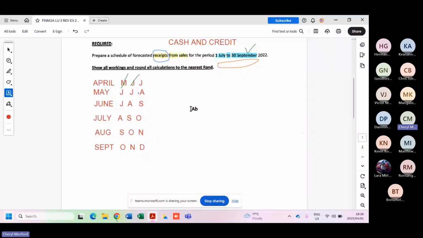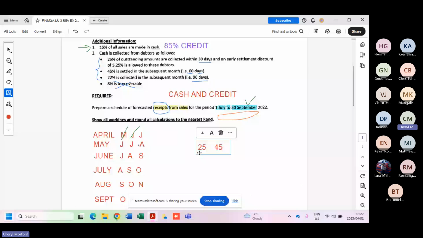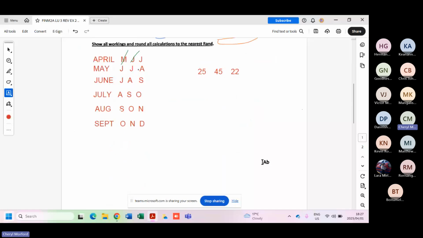So then, of course, we need to look at how the percentages go. So it goes as follows. It goes 25, then 45, and then 22. So that's what we are now going to do. We're now going to try for our first month of July, and we're going to say, from the sale in April, do we receive anything in July? We do. Okay, we get the last installment, and the percentage for the last installment is 22%. So that is the only relevant one.